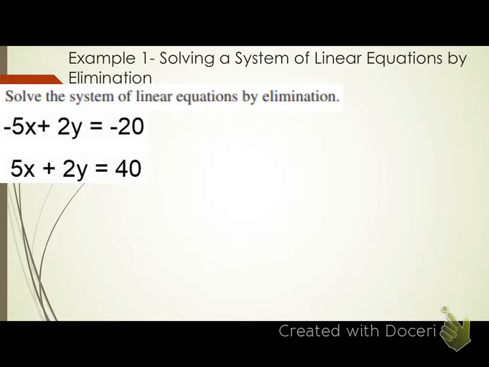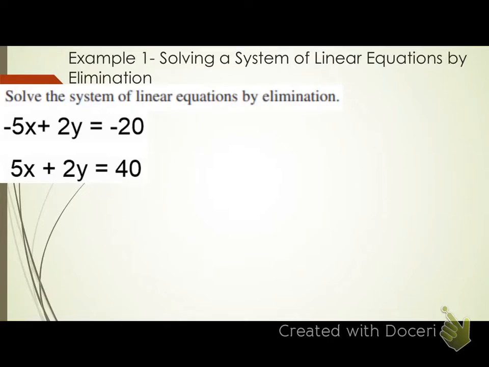So do I have that right off the bat? No. I heard yes, I heard no. Do I have the same number with opposite signs in front of either variable? Which variable? X. I've got a negative 5 and a 5. That's the same number with opposite signs, right? So do I need to multiply by anything here? Nope. The step says if necessary. If you already have the same number with opposite signs, you don't have to multiply by anything.